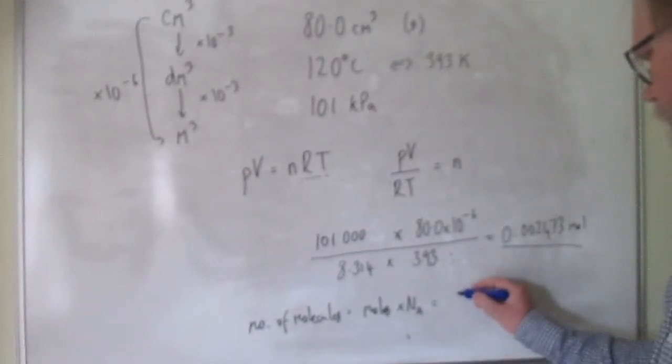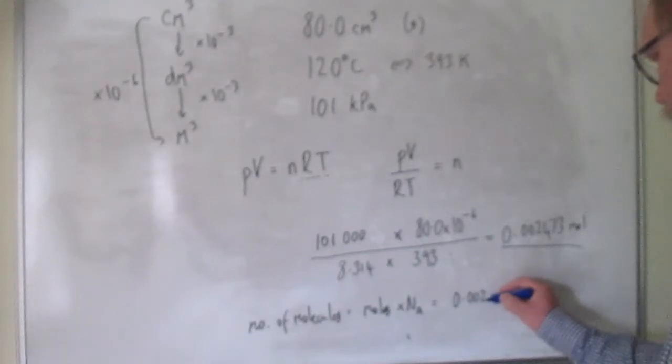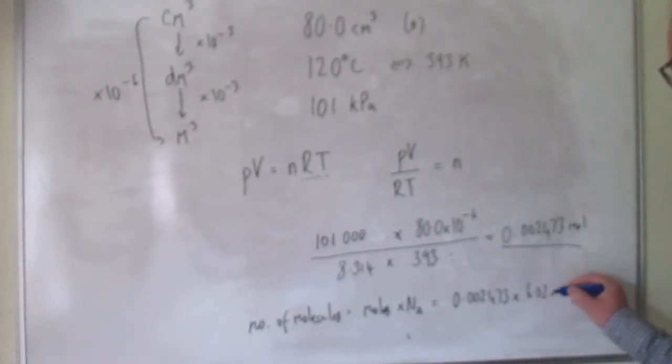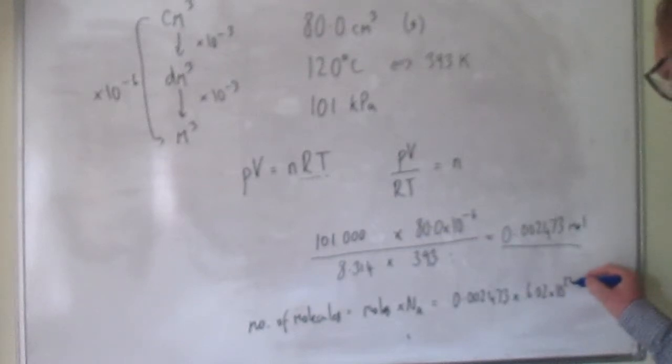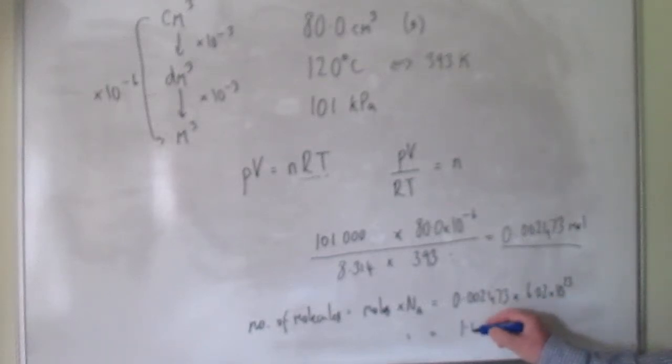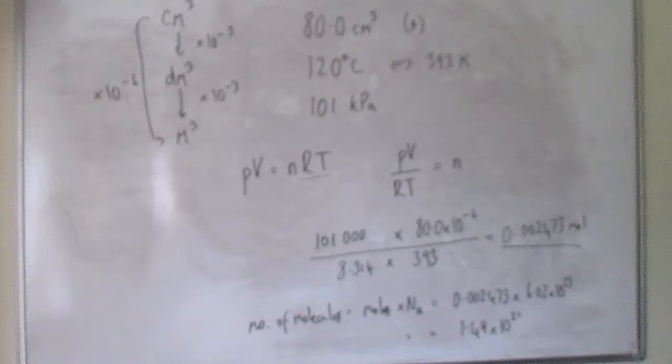So that's 0.002473 times 6.02 times 10 to the 23. That number again comes from your data sheet, which comes to 1.49 times 10 to the power 21. It asks us for an appropriate number of significant figures here.